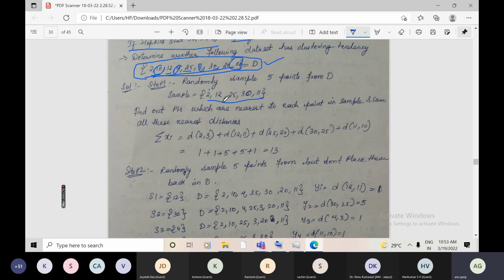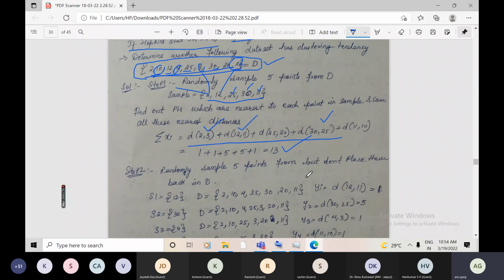So what did they do? Distance between 2 and 3, whichever is near to 2. Out of these leftover points, which is near to 2? It's 3. So they took the distance between 2 and 3. And then for 12, the near point is 11, so they took the distance between 12 and 11. Whichever is near to 25 from leftover points. Whichever is near to 30. Not necessarily leftover points, whichever point is near to 30. From this set, it is 25. Now whichever point is near to 11, that is 10. So they took the distance for all these 5 points and they summed it.